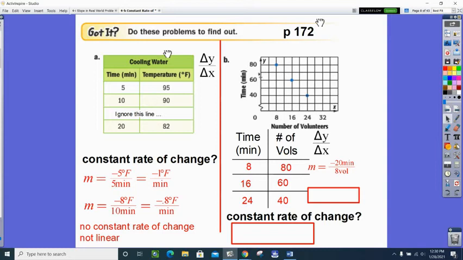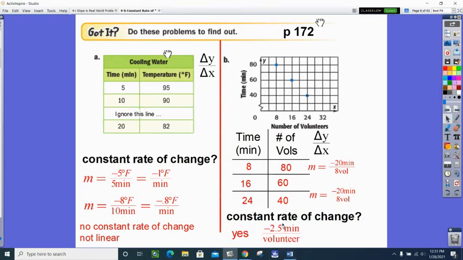So basically what this is telling you is how many minutes a volunteer works. So minutes per volunteer. So there were 80 total minutes volunteered from 8 volunteers, basically. Okay. And yes, we can divide this out. We'll take a look in a second. 40 minus 60 is negative 20, and 24 minus 16 is again 8. Sorry, I didn't have my mouse in the right spot. And you'll see those are the same. So it is a constant rate of change.